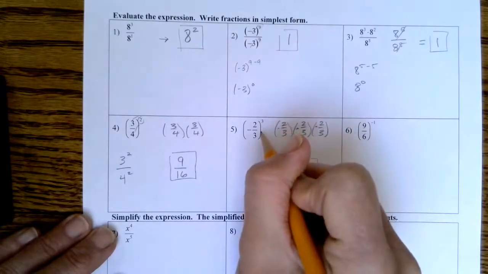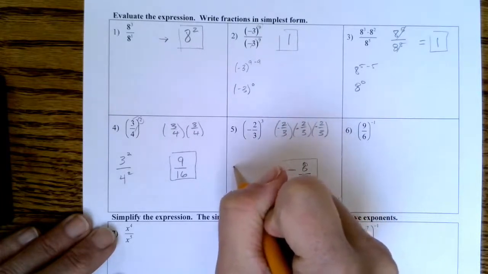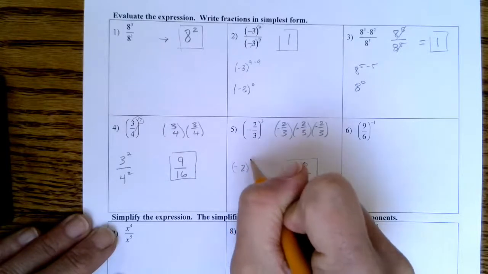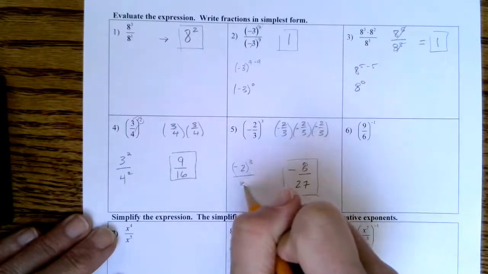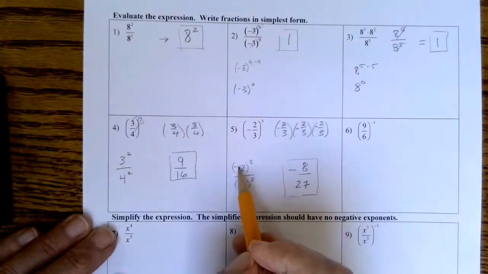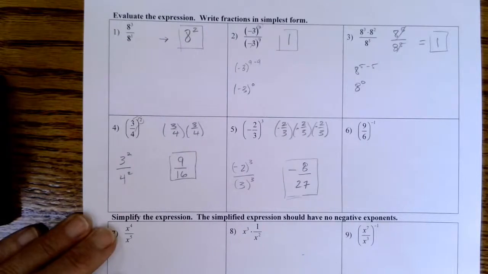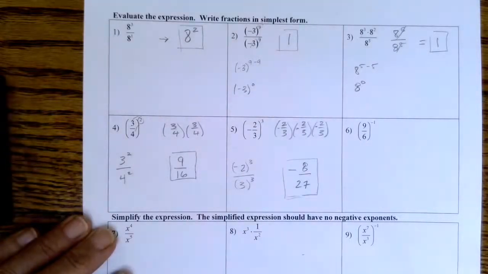If I wanted to follow the exponent rules, I can go ahead and say that this 3 as an exponent goes to both my numerator and my denominator. Check out this negative. If I want to put it with the 2 or the 3, it doesn't matter because the whole value of the fraction is negative.